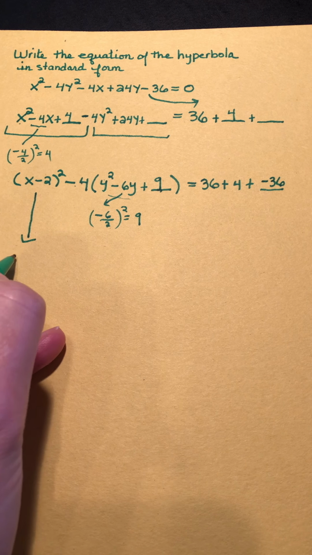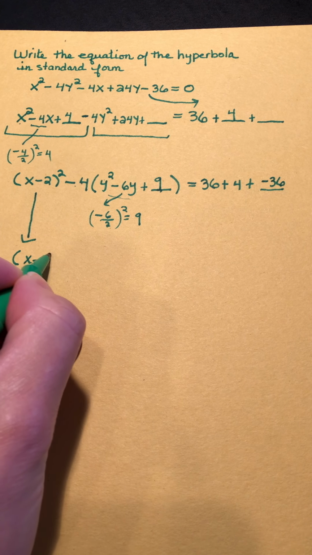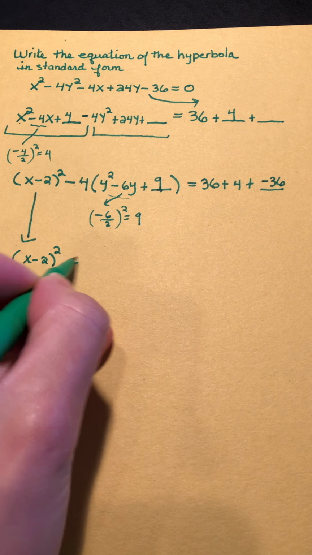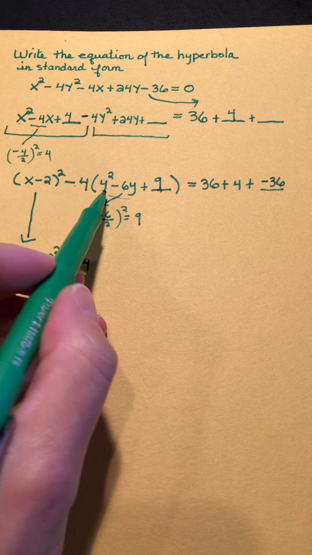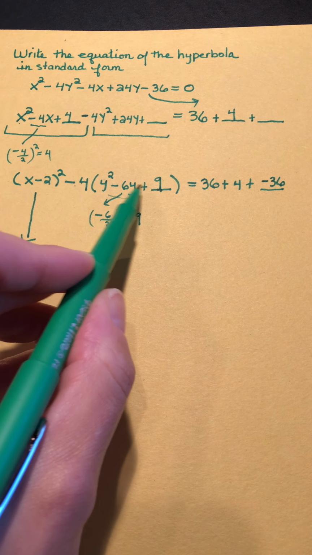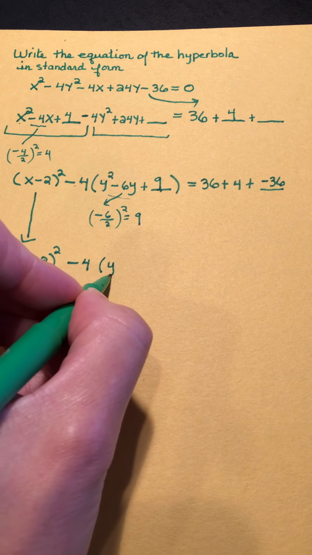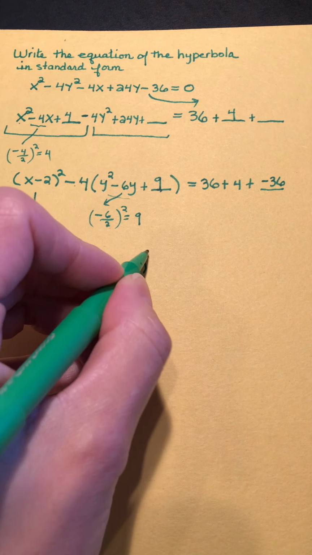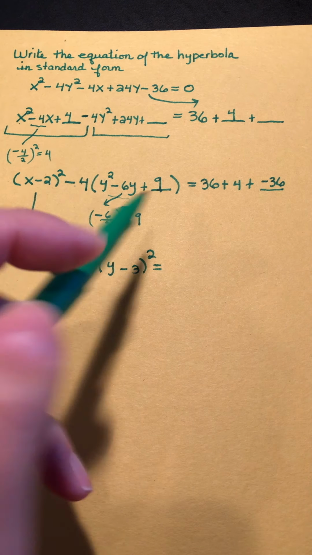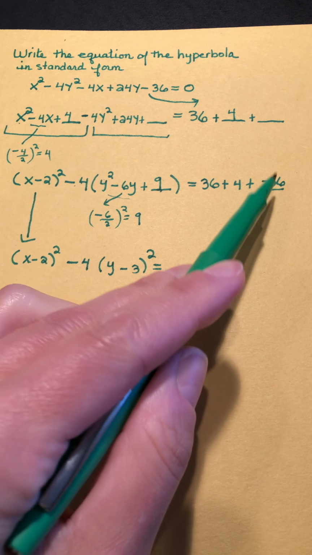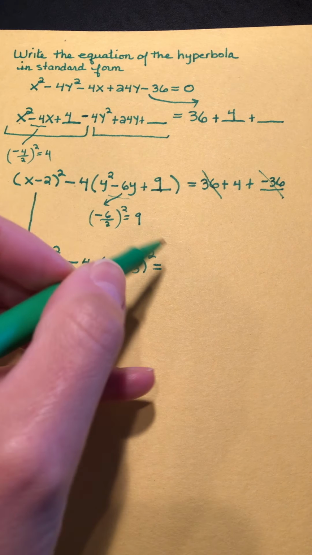Let's go down here. This is the quantity x minus 2 squared minus 4. And I'm going to rewrite y squared minus 6y plus 9 as a binomial squared. That's going to be y minus 3 quantity squared. And what do I have on the left? 36, -36, add to 0. I just have a 4.